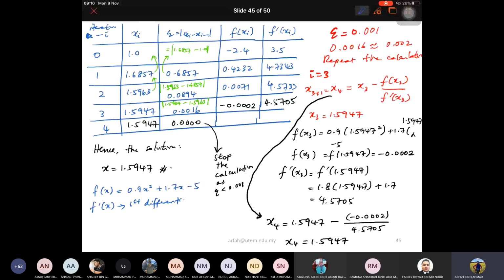Awak bezakan ia pada peringkat pertama. So bezakan 0.9 darab x kuasa 2. So yang ini akan jadi f prime x akan sama dengan 0.9 darab 2, lepas tu x kuasa 2 tolak 1. Itu adalah first derivative. Okay. Tambah 1.7x kuasa 1 tolak 1. Bezakan 5 ni adalah satu scalar, kita bezakan terhadap x dapat 0. So ni yang dapat 1.8x kuasa 1 tambah 1.7. Sebab this one jadi x kuasa 0 akan sama dengan 1.